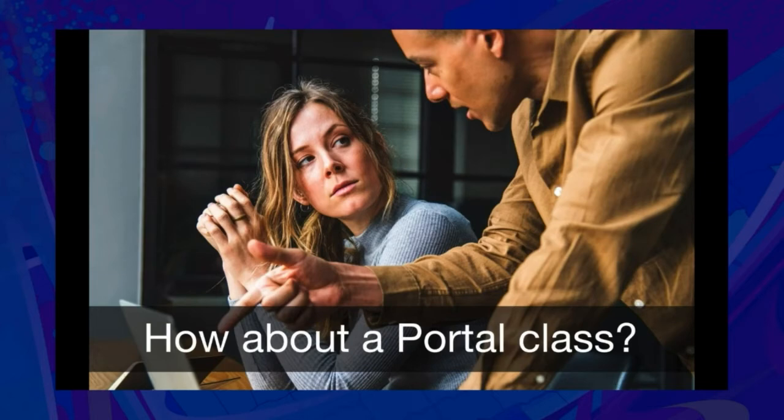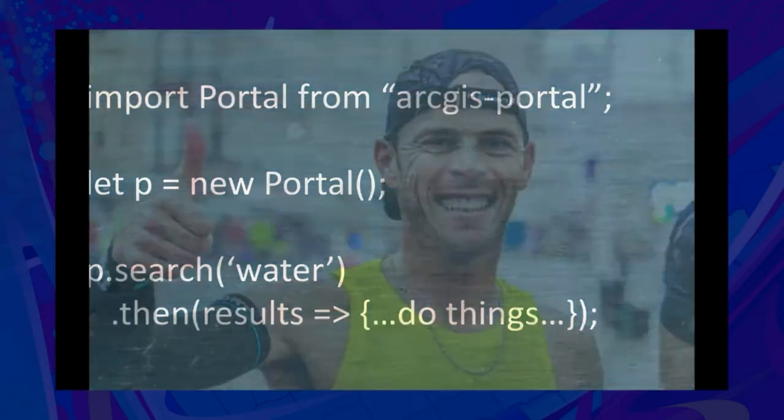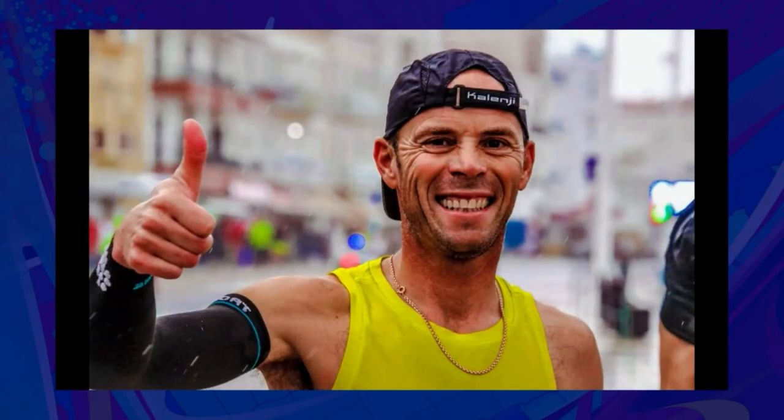We could say, well, the entry point to this would be like a portal class. And we could write code that's kind of like this: import portal from ArcGIS portal, instantiate a new one, issue a search, and then we get some results back and we work with that. Now, I think most people would be like, hey, that seems pretty straightforward, right? That's pretty direct, pretty obvious what's going on.